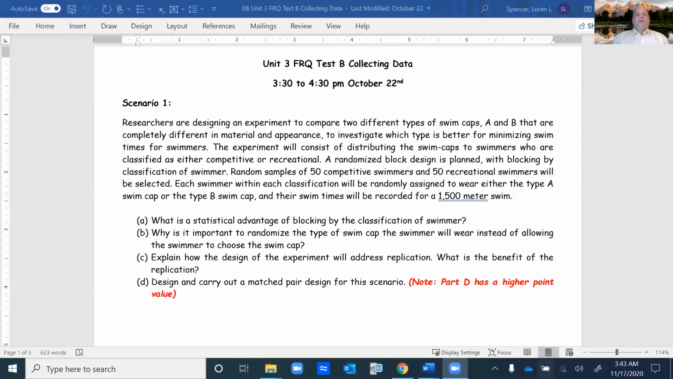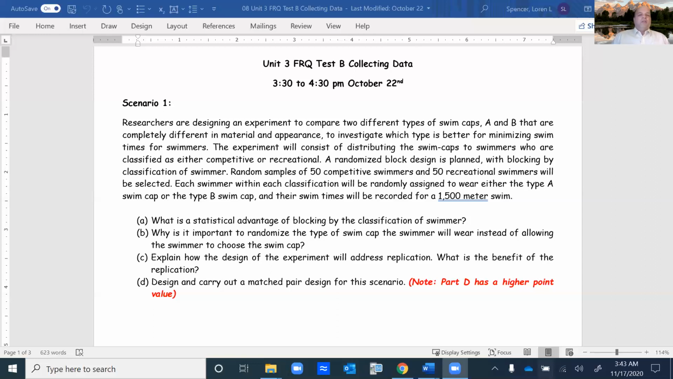If you were in the first group with swim cap A, those swimmers would swim 1,500 meters and their times would be recorded. After an appropriate amount of time, they would switch caps, and they've had time to rest. They switch caps and then swim the 1,500 meters again.